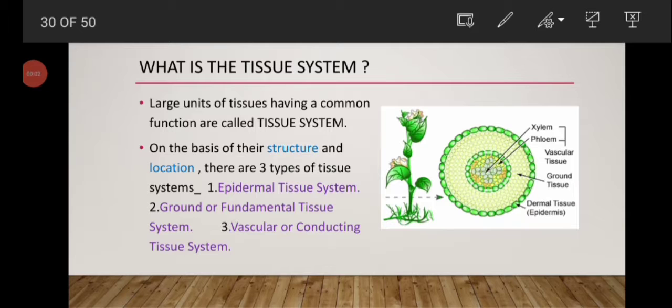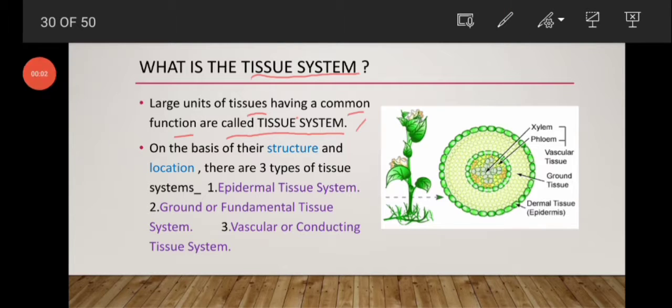So today in this video we will discuss tissue system. Previously I talked about tissue. Tissue is a group of cells having a common function and a common origin. Just like this, tissue system is a system made with several tissues doing a common function. So a large unit of tissues having a common function is called tissue system. To learn more about tissue, check out our previous videos. I will give those video links in the description box.